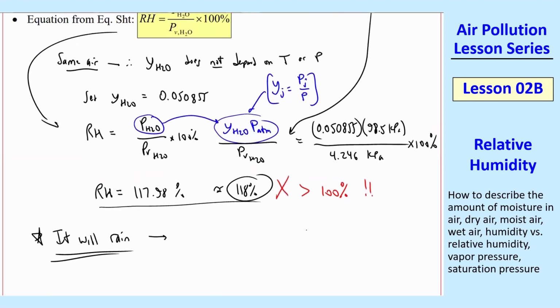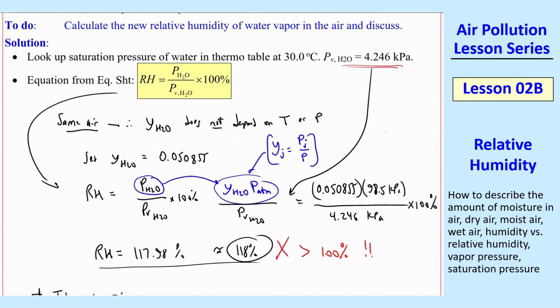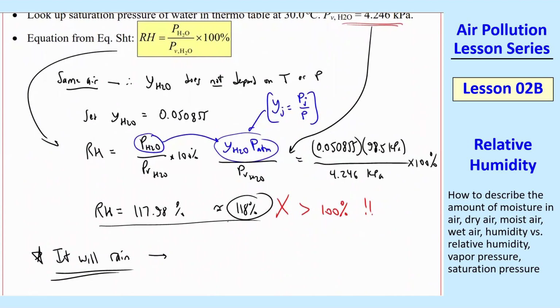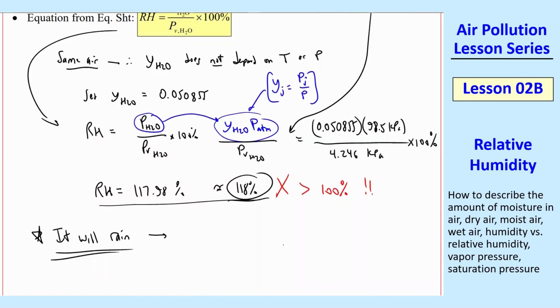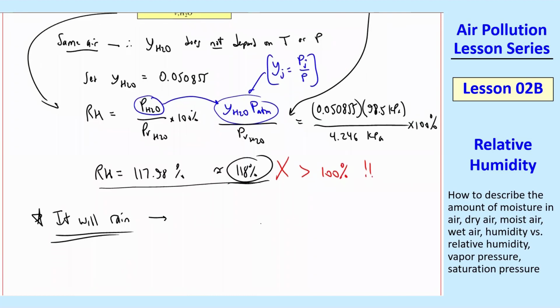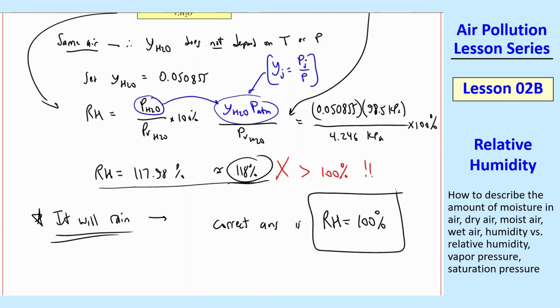They say, well, the temperature is going to drop, the pressure is going to drop. They do this kind of calculation and say, oh, relative humidity, if we kept that much moisture in the air, it would be 118%. And red flag, that can't work. So therefore, it will rain. And so the correct answer, that's the incorrect answer. The correct answer is that RH is 100%, because that's the max. And so what will happen is some of that water vapor will condense into little droplets that become rain droplets, and that's why we say it will rain.